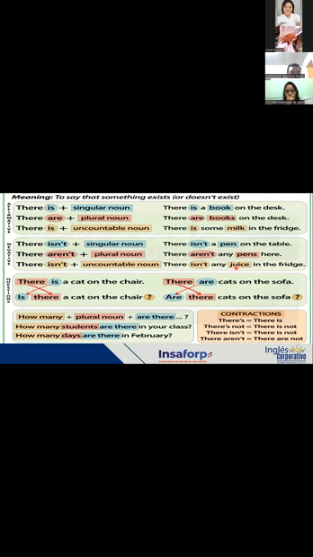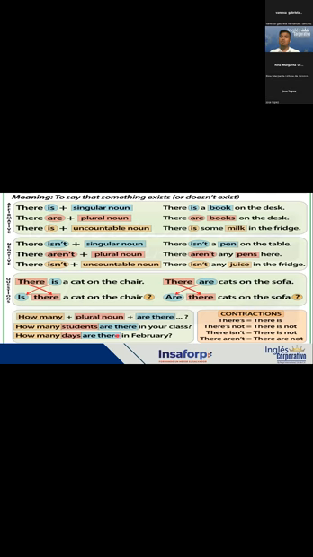Let me see. Well, Jocelyn. Jocelyn, if I ask you the question, is there a cat on the chair? What would you say? Para mí es, there is cat of the sofa. Por lo mismo que solo uno. Okay, I see José López, I see that you raised your hand.